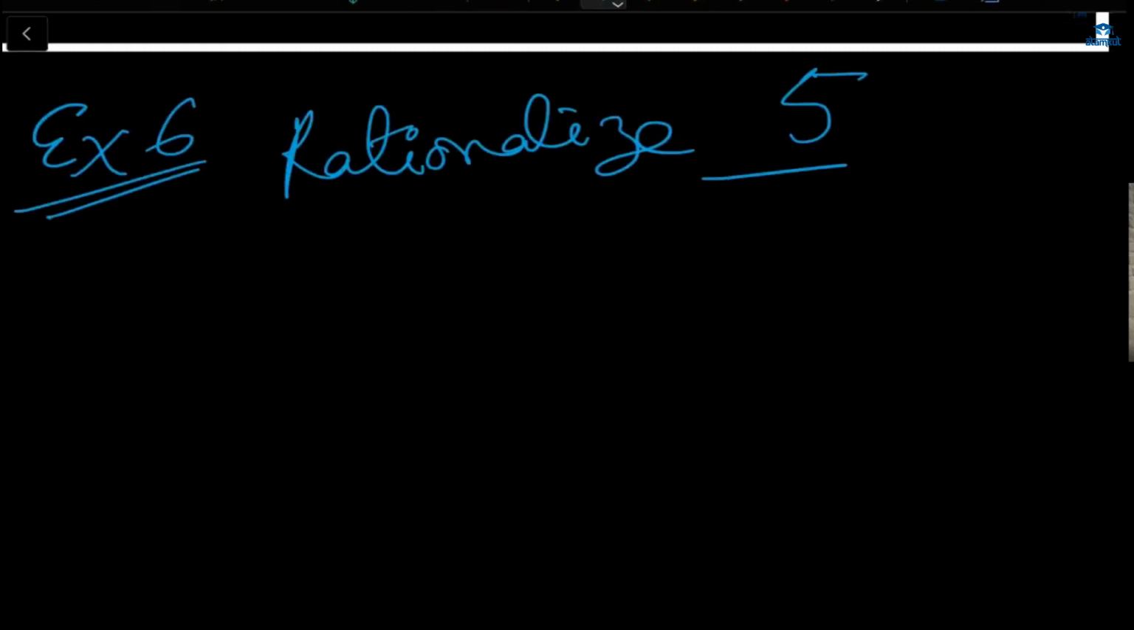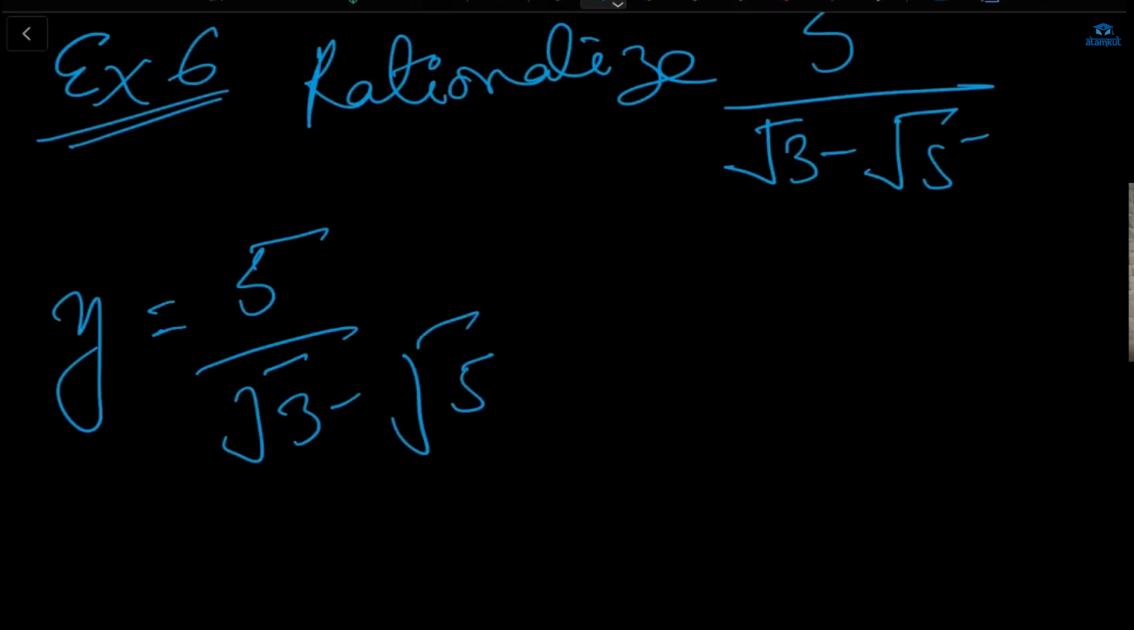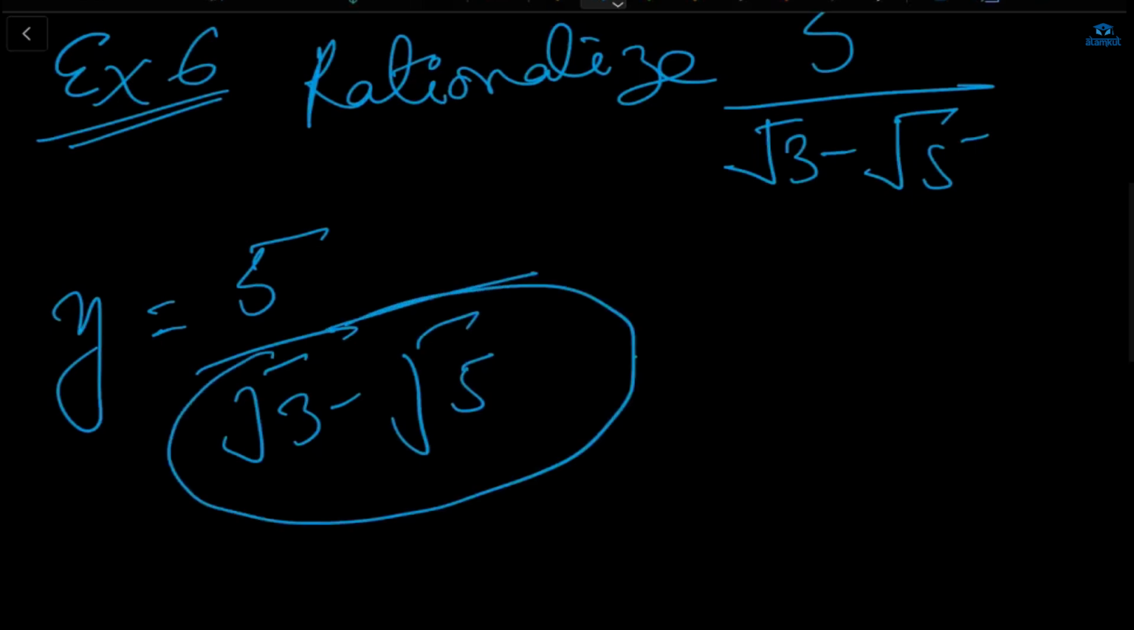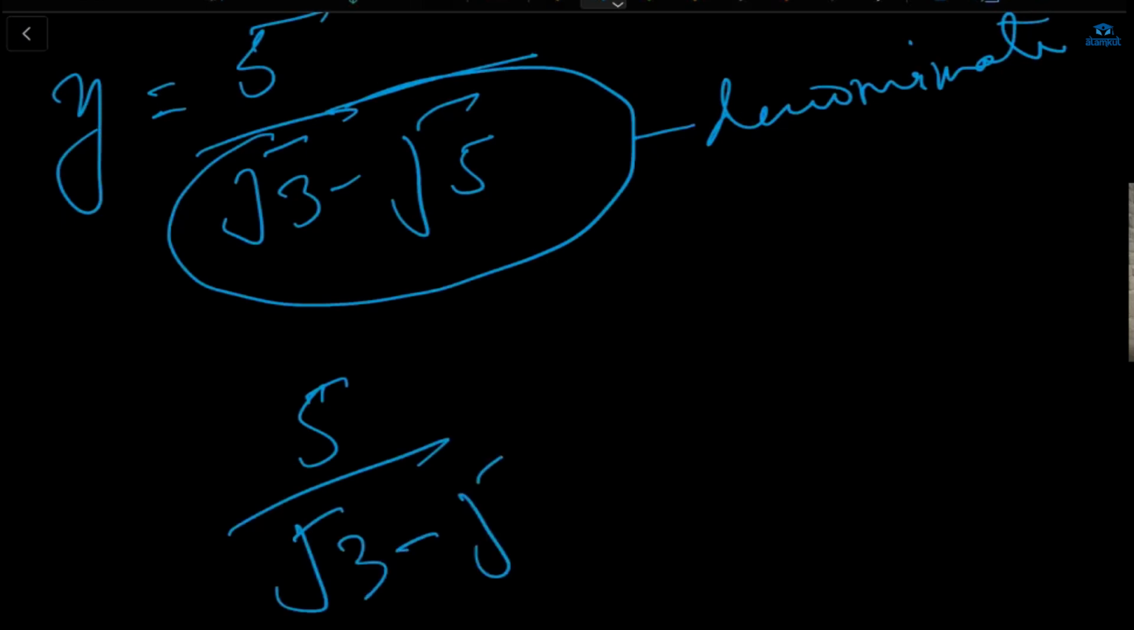Now see properly how to rationalize. If you have any doubt, you may ask. Now example: rationalize 5 over root 3 minus root 5. So let us assume that y is 5. Now, the denominator is root 3 minus root 5. So ma'am, we'll multiply numerator and denominator by root 3 plus root 5. Yes, 5 by root 3 minus root 5, multiplying by root 3 plus root 5.